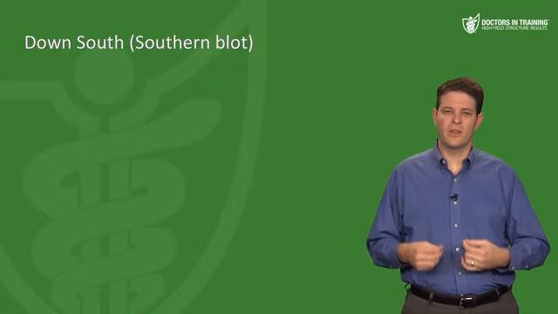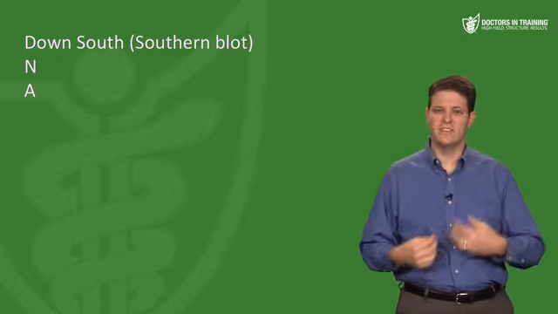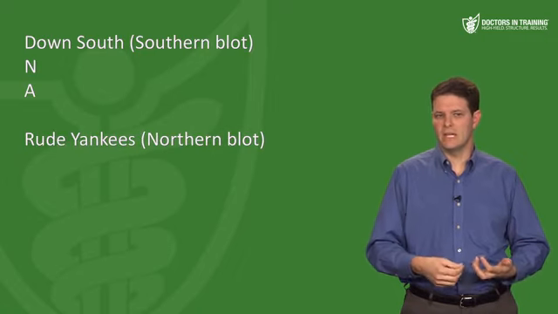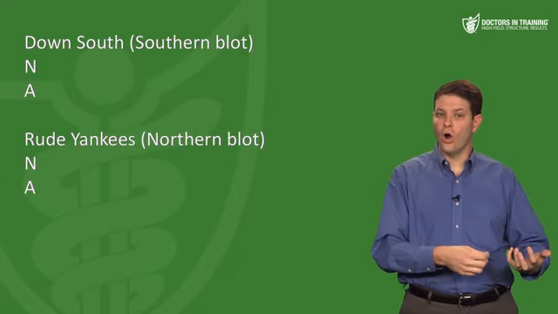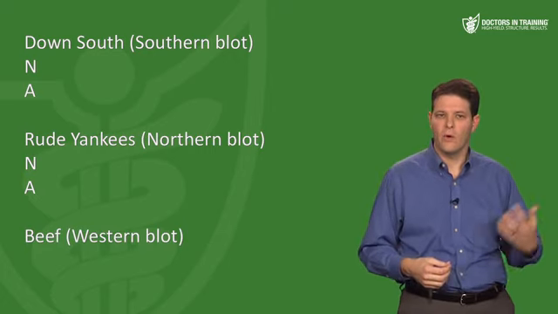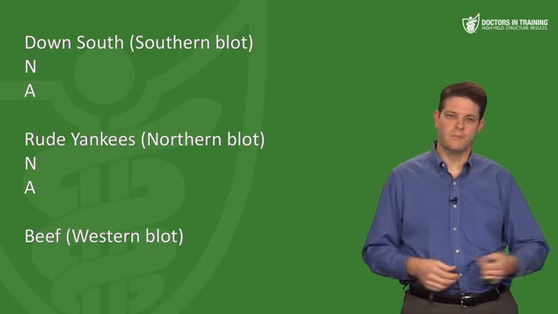Now, as a quick mnemonic for what kind of samples each blot uses, a student from South Alabama sent in this. For southern blots, I want you to think down south. And the D in down south should make you think of D and A. For northern blots, think about rude Yankees, and that R is for RNA. And then for western blots, think about cattle ranches out west. So west is where we get beef, and beef is protein.